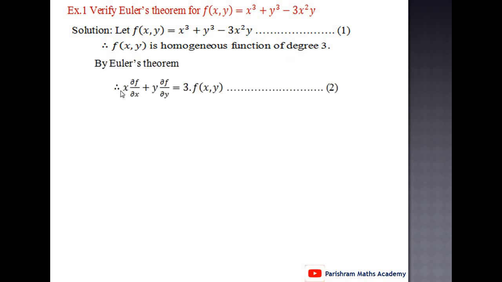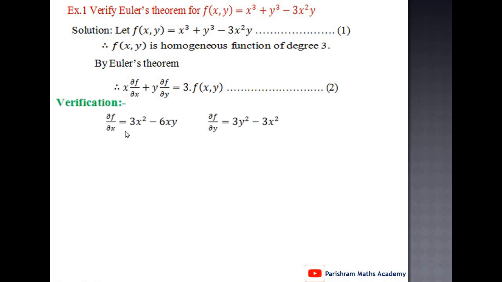And therefore by Euler's theorem, x into ∂f/∂x plus y into ∂f/∂y equal to 3 into f of x comma y. Now to verify Euler's theorem, it means we find the value of ∂f/∂x, multiply by x, and the value of ∂f/∂y, multiply by y, and taking their addition, we have to check whether it is equal to 3 into f of x comma y or not.